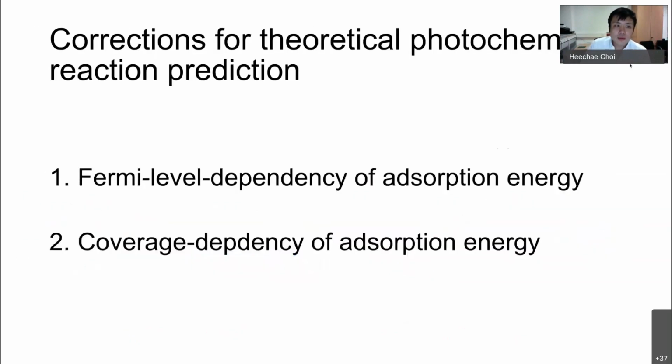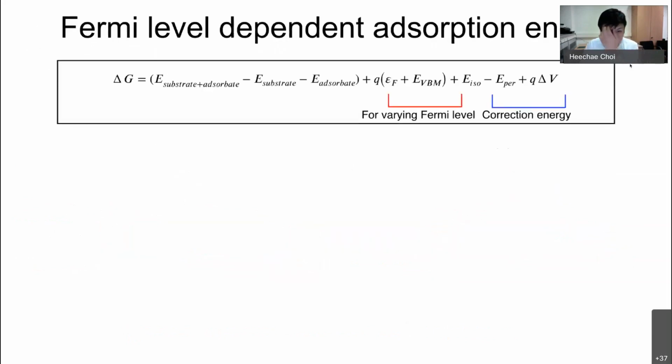So what I did is first a Fermi level dependency of the adsorption energy and coverage dependency of the adsorption energy. So this is how I corrected the adsorption energy for a semiconductor system. When people mostly do DFT calculation of the adsorption energy, they just take the three terms. This is very simple, but for semiconductor systems, for charge acceptor or charge donor, we have to consider the charge state of the adsorbate.